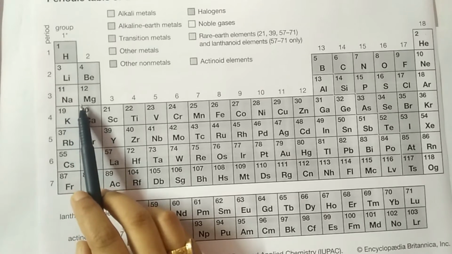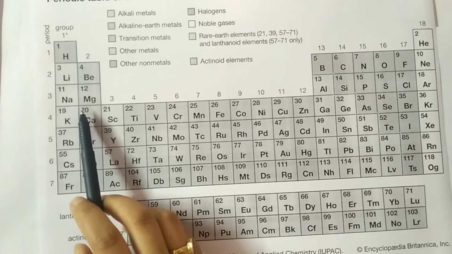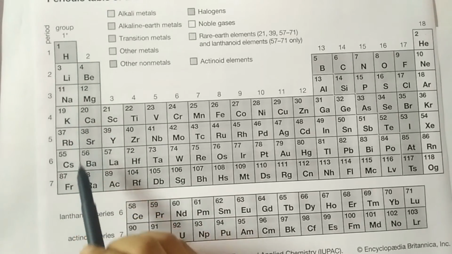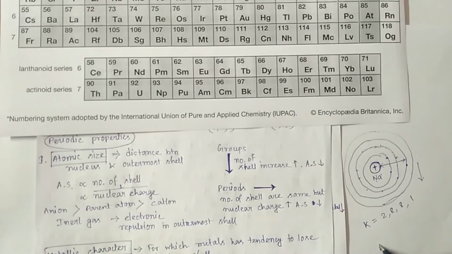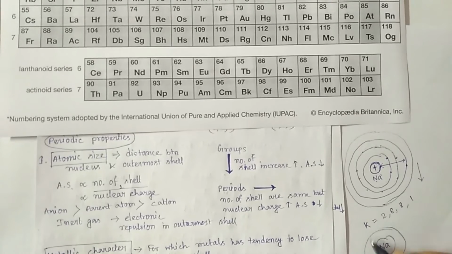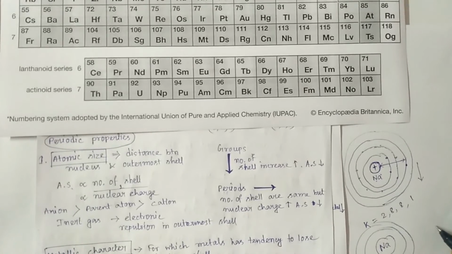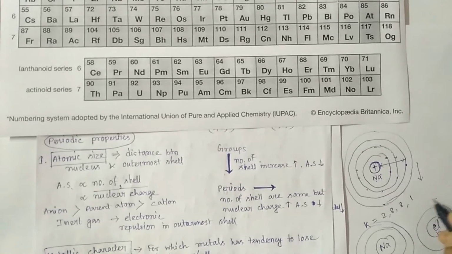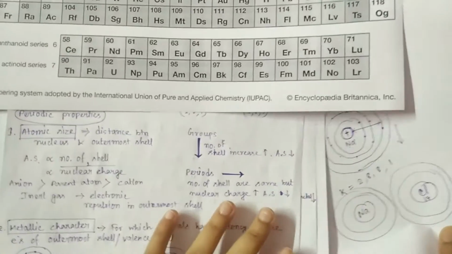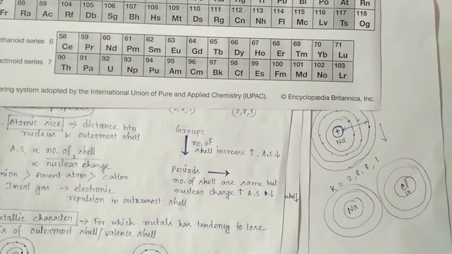So here the effective nuclear charge is increasing. For example, there is sodium that has 3 shells, while there is chlorine that has a nuclear charge of 17, neutrons plus protons, and it has the same number of shells.